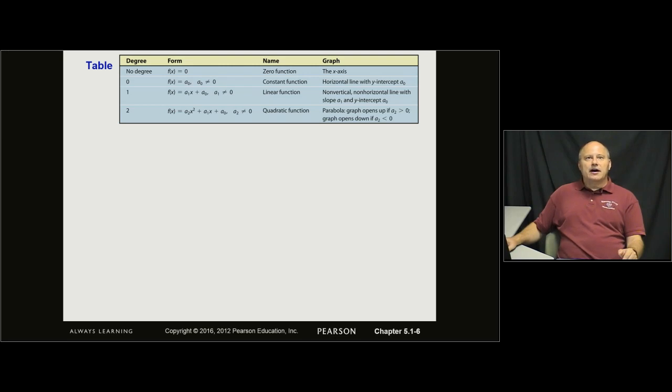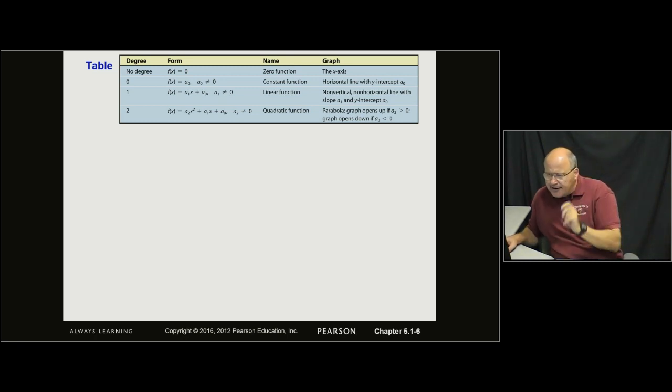Okay, this is a table giving you the different possibilities of a degree. No degree: f of x equals 0, it's the zero function, it's the x-axis. If you have degree 0: f of x equals a sub 0, where a sub 0 does not equal 0, is the constant function, and it's the horizontal line with the y-intercept a sub 0. And then you have f of x equals a sub 1 x plus a sub 0, where a sub 1 does not equal 0.